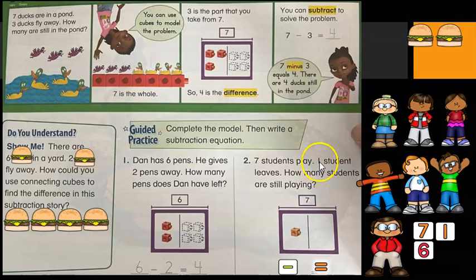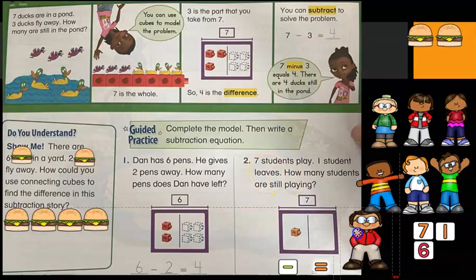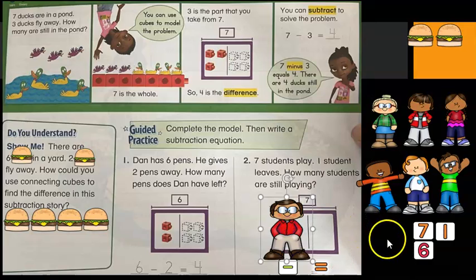But if we keep reading, it says here, 1 student leaves. So we have to take 1 student out of here. Let me put this student right here. Now, this student leaves. Let's say he goes back into the school building or he goes back into his house. How many of these students are still playing? Let's count. 1, 2, 3, 4, 5, 6. So our answer is going to be 6 because this student left.